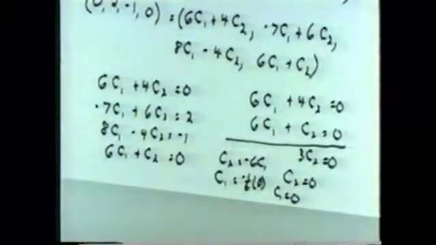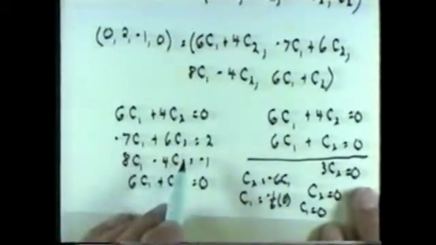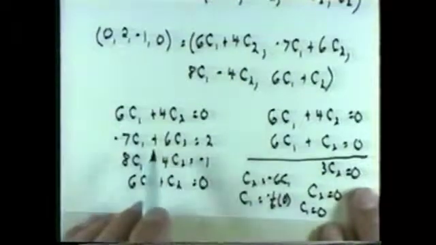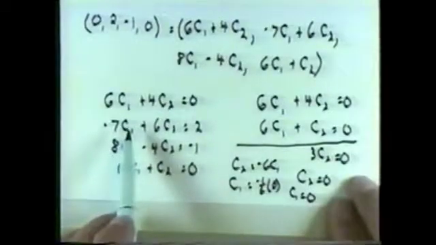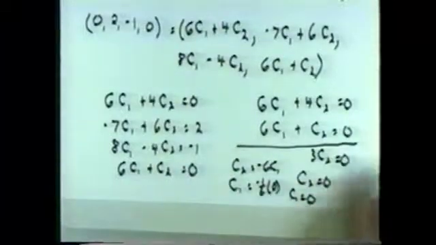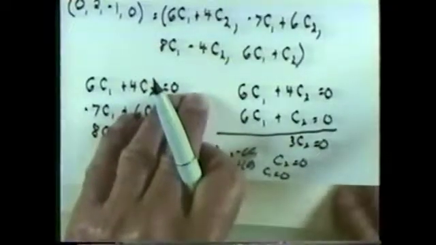Well, if I have that C1 is 0 and C2 is 0, then notice here, I have -7C1 + 6C2 is equal to 2. Well, that can't be, because -7 times 0 plus 6 times 0 can't be 2. So we reach a contradiction, which means it's impossible to solve that system of equations, which means that it's impossible to write (0, 2, -1, 0) as a linear combination.